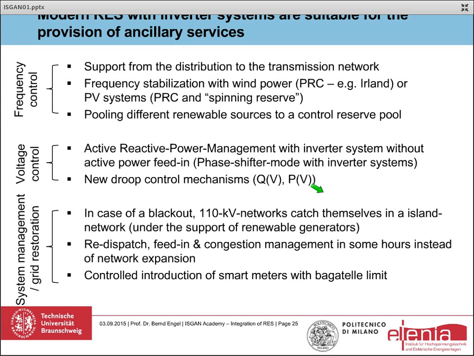Distribution networks like 110 kilovolt networks can island themselves under the support of renewable generators, with feed-in and congestion management in some hours instead of network expansion. And controlled induction of smart meters with, of course, a bagatelle limit of some kilowatts because very small units are too expensive concerning the smart meters. Okay, I'm now at the end of my presentation.